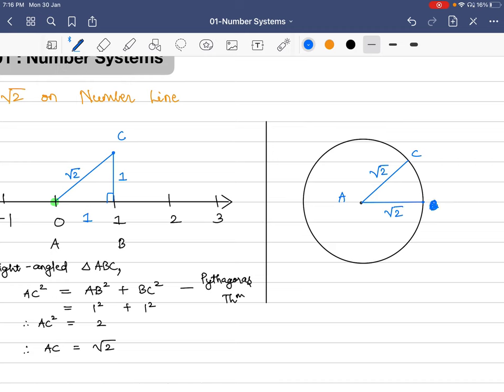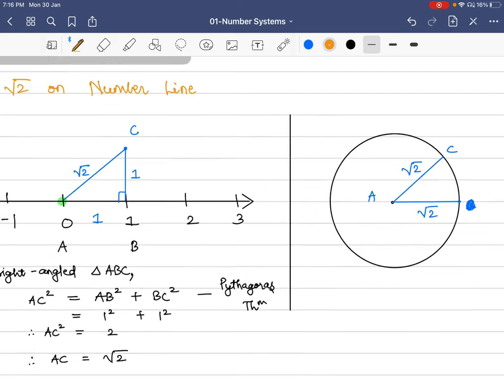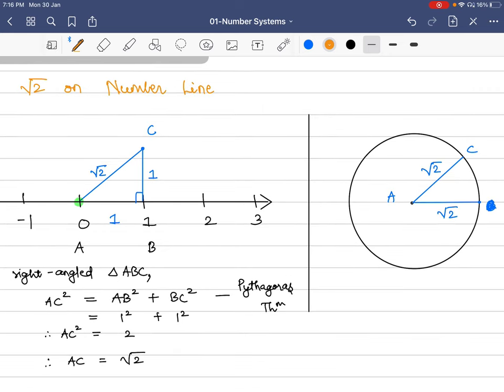So now, let's come here. Imagine I am putting a compass here and drawing a circle with this, and it will come down, and it will cut this number line at some point. And very obviously, whatever is the length of OC will be the length of this. Let's name this point as P. So let this point be P.